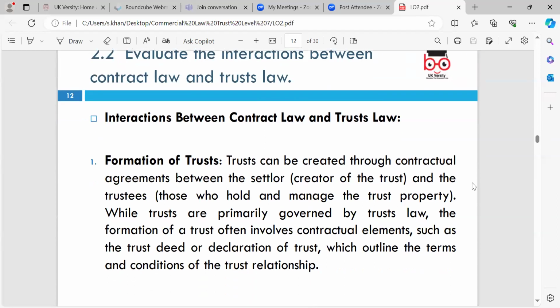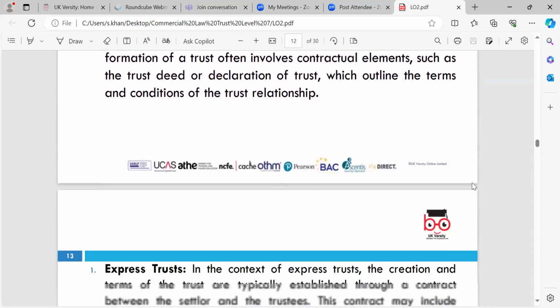Formation of trusts. So a trust can be created through contractual agreements between the settlor, which is the creator of the trust, and the trustees, those who hold and manage the trust property. While trustees are primarily governed by trust law, the formation of a trust often involves contractual elements such as the trust deed or declaration of trust, which outlines the terms and conditions of the trust relationship between them.